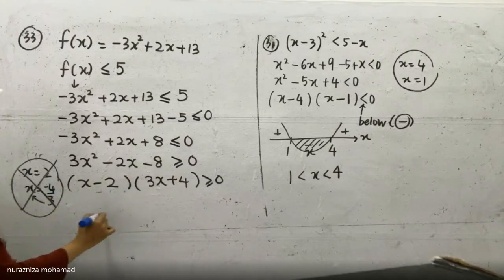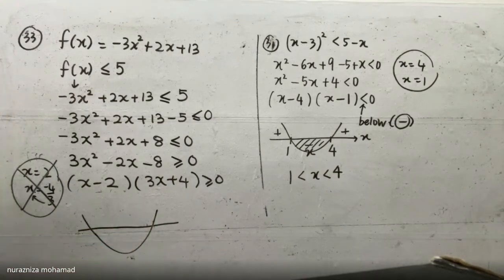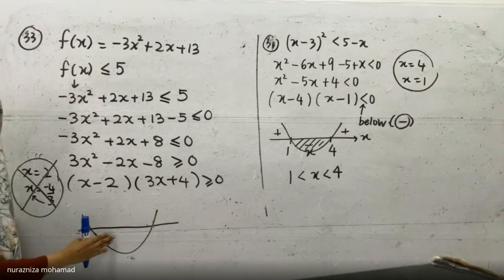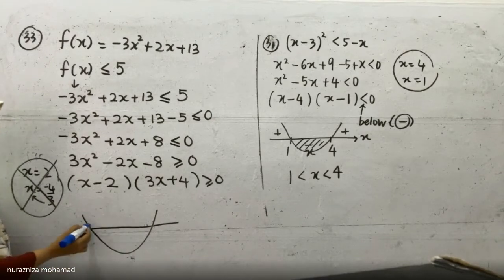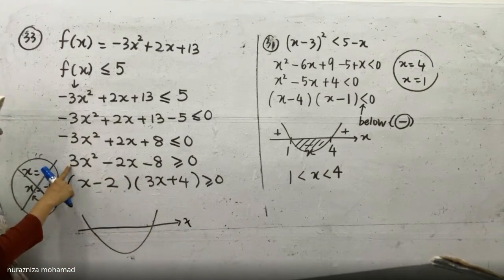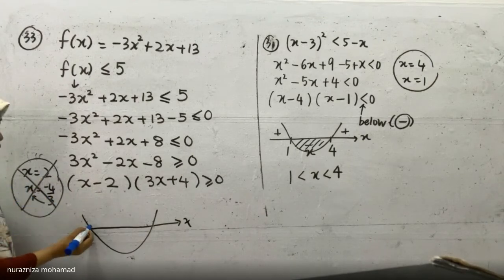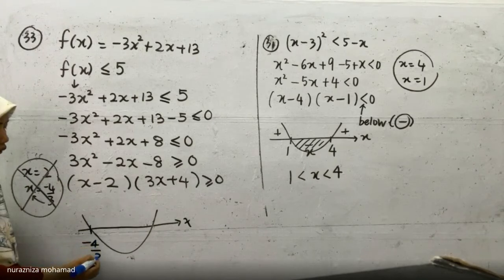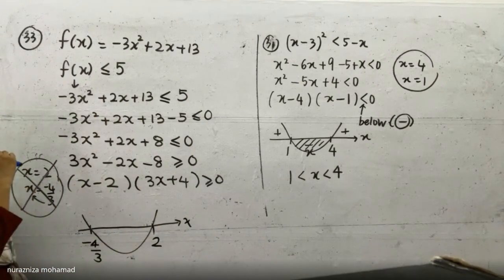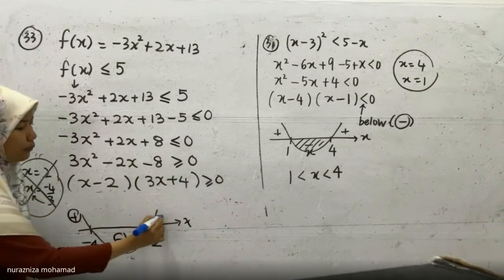Okay, now when you get this, you sketch the graph. Sketching the graph is not compulsory, but it helps you to get marks. In case you write down the wrong answer, you still can get marks from the graph. Okay, now this is the x-axis. We sketch a smiling graph because we already changed the equation. The first value of x is equal to 2 and the second one is negative 4 over 3. So the negative will be on the left side, negative 4 over 3 here. Positive 2 will be on the right-hand side. There are 3 parts: positive, negative, and positive.